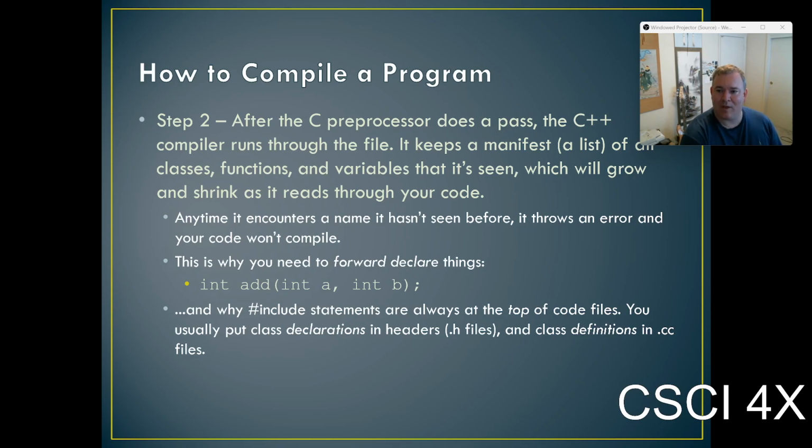How to compile a program. Step 2. Then the compiler runs. The compiler is the hardest step, especially time-wise, right? As it goes through the code, it keeps track of every variable it's seen. It keeps track of every function it's seen. It does type checking on basically everything. If you try assigning from a string to an integer, it goes, no, not allowed. Hey, I've never heard of you, compiler error. That function has the wrong number of parameters, compiler error.